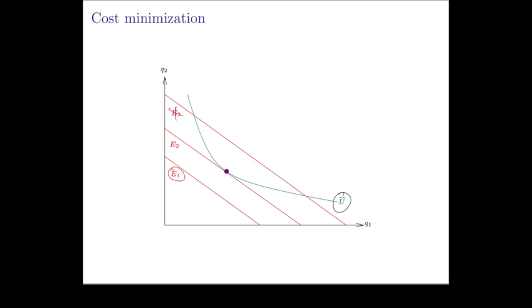What about E1? Well, no bundle on the line E1 gives me utility level U bar. They're all too low. So E1's too low, E3 is too high. What about E2? Well, E2 is just right. There's this bundle here that gets me to the utility level U bar, and we get the familiar condition of tangency. The budget line is tangent to the indifference curve.